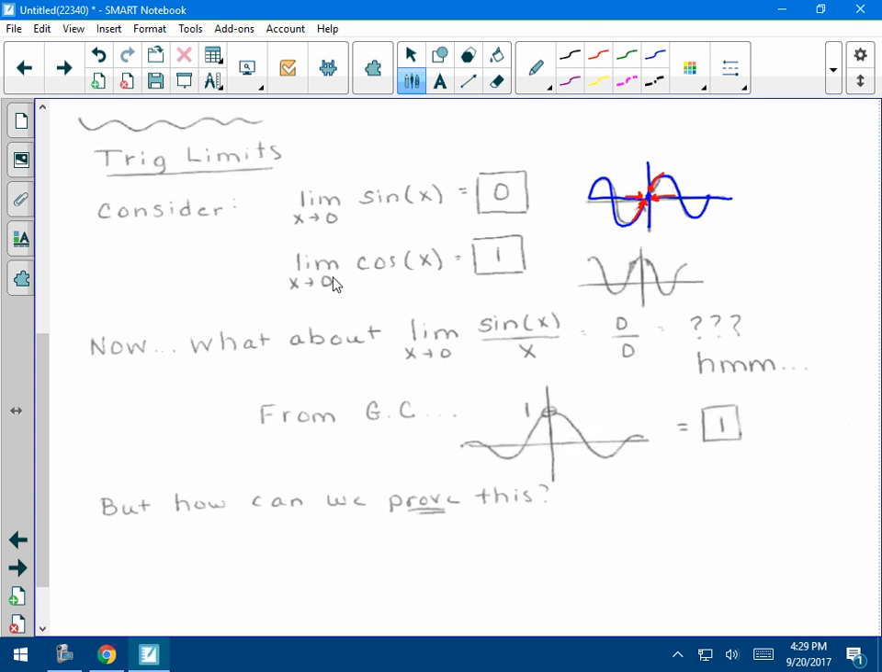How about the limit as x goes to 0 of cosine? Well, that's 1, because cosine looks like this. Starts up at 1, ends at 1. So as I approach 0 from the left, I'm approaching 1. From the right, I'm approaching 1. So yeah, the limit as x goes to 0 of cosine x is 1.